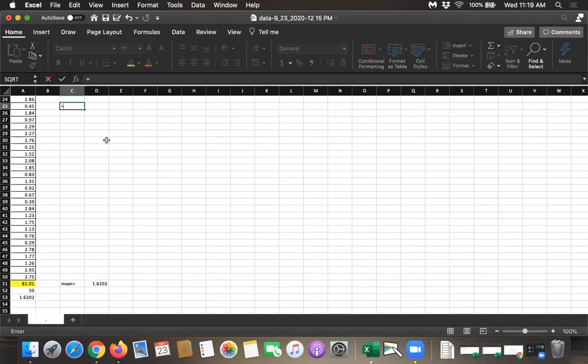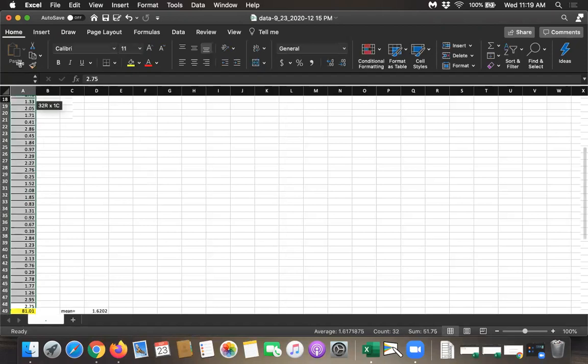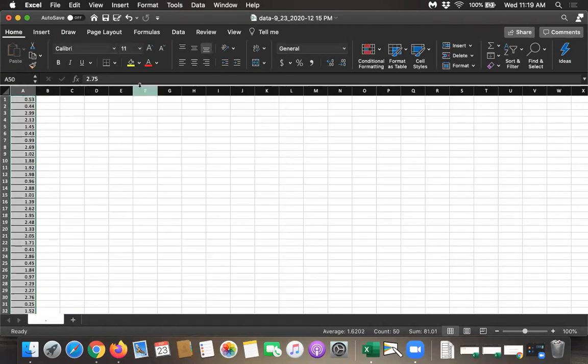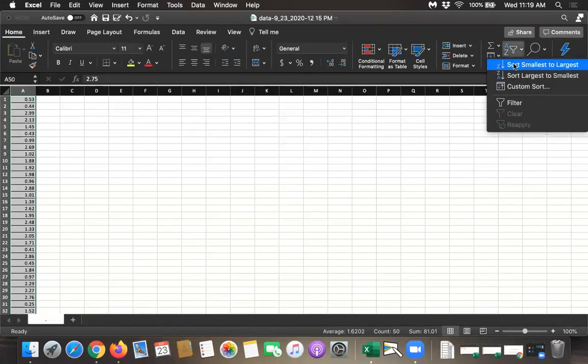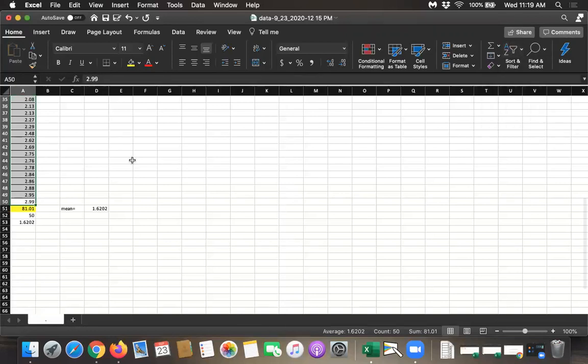So I'll write equals, open parentheses, the value. Actually, I'm not ready to do that yet. First, we've got to sort them. If you don't sort them first, you're going to get the wrong answer. So first, sort from smallest to largest. There we go. And that looks right now.